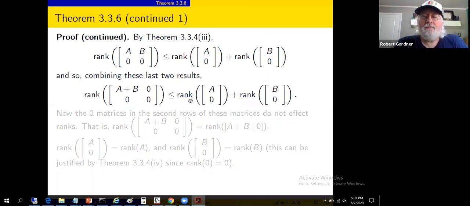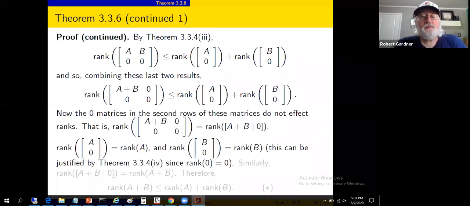You've got a bunch of columns of A, and then you pasted zeros underneath them. We could erase some zeros and you'd get the same dimension space, I suspect. Same thing here, same thing here. A little more involved here because we've got zeros below and to the right. So it's a matter of getting rid of the zeros at this stage. Zero matrices in the second rows of these matrices don't affect the rank.